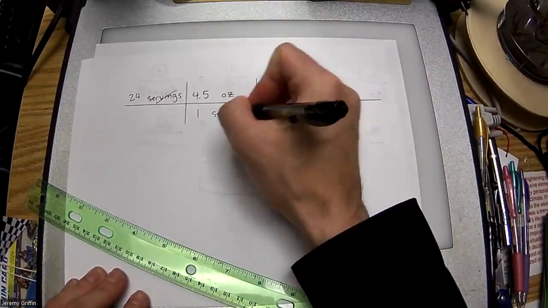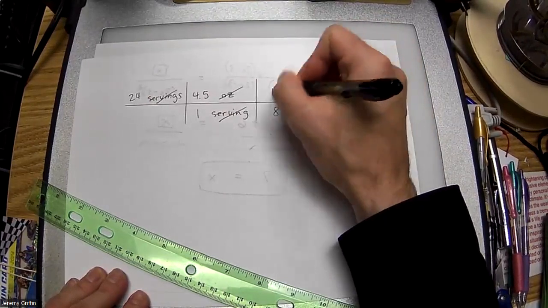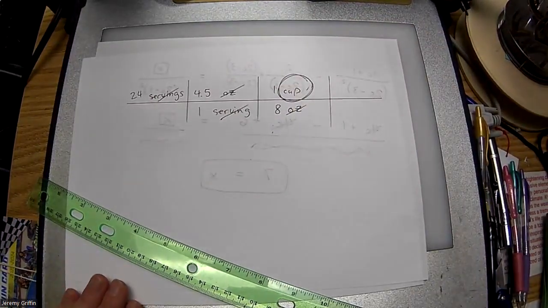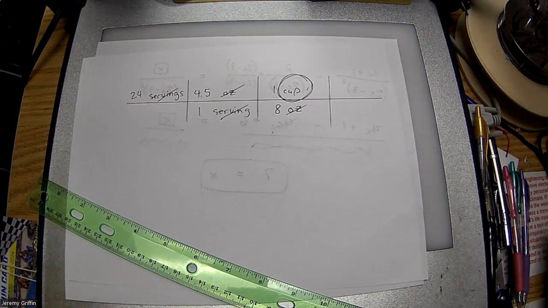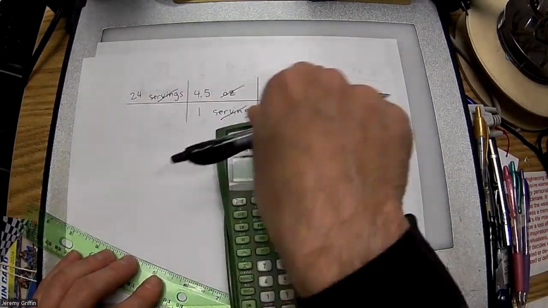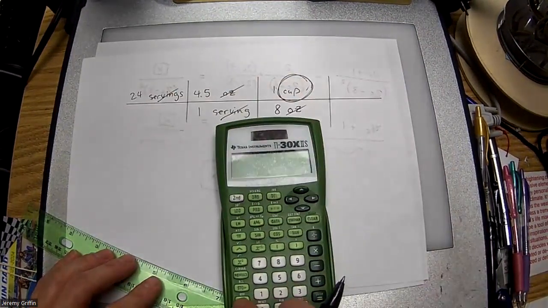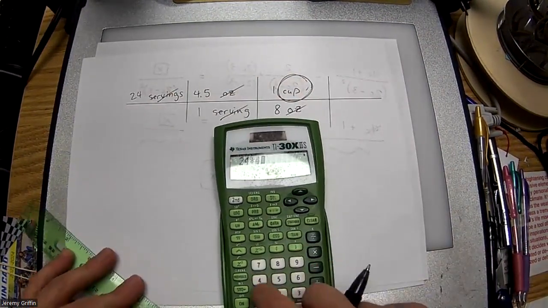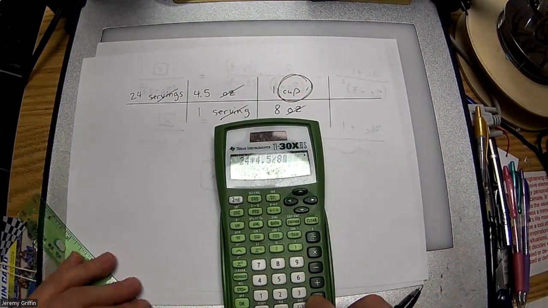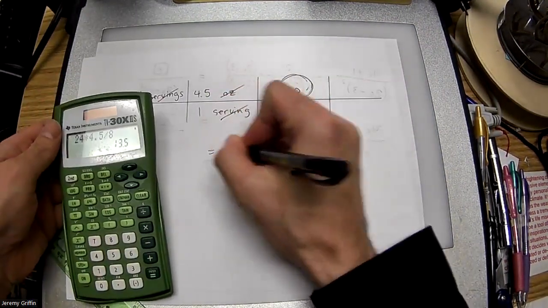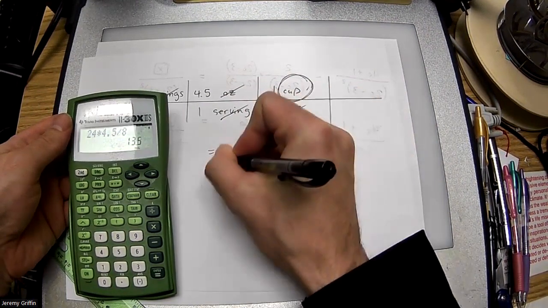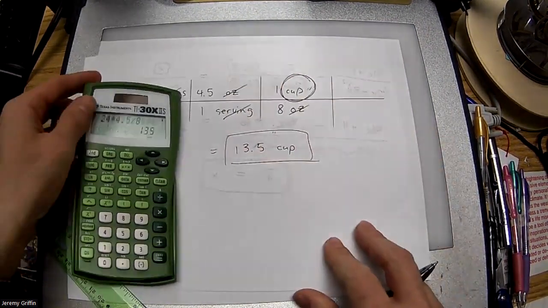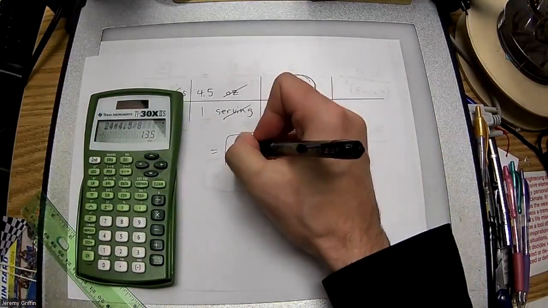And now I see I'm going to get some number in terms of cups, right? And the question was, how many cups? So calculator time. Just multiply across the top, divide across the bottom. 24 times 4.5 divided by 8. I'm looking at 13.5 cups. 13.5 cups, which is option D.